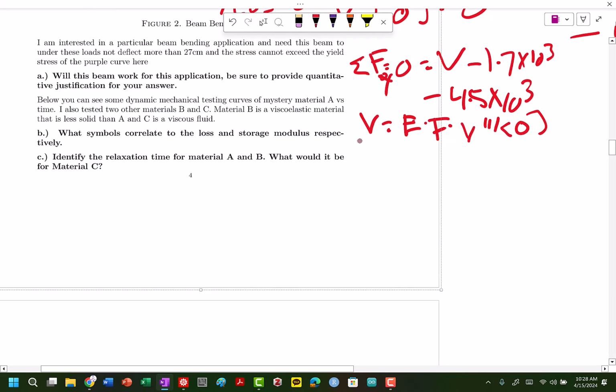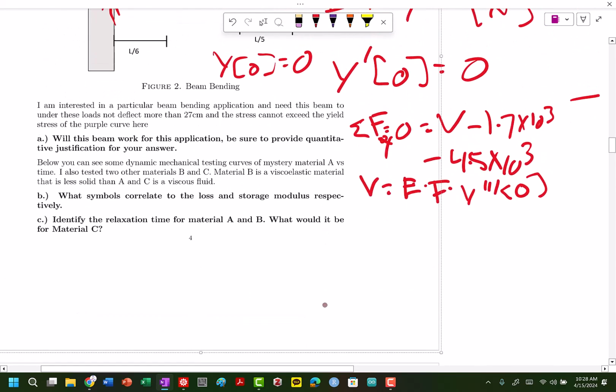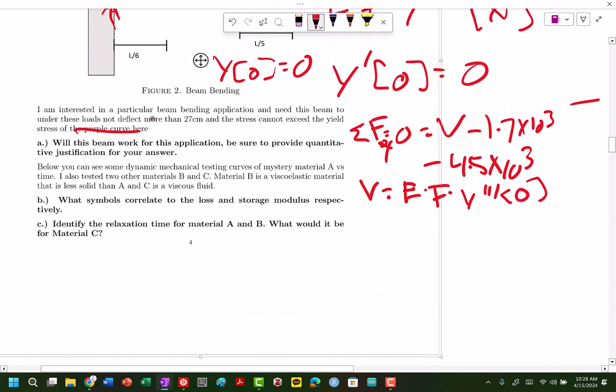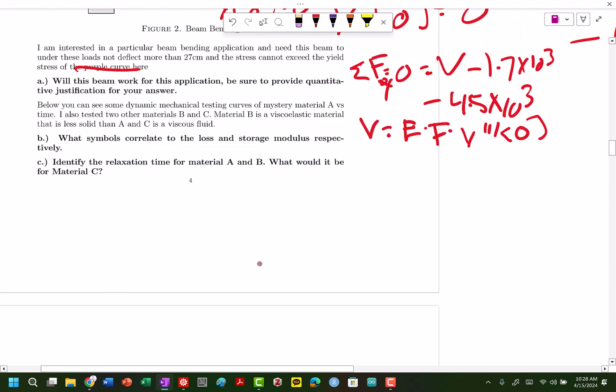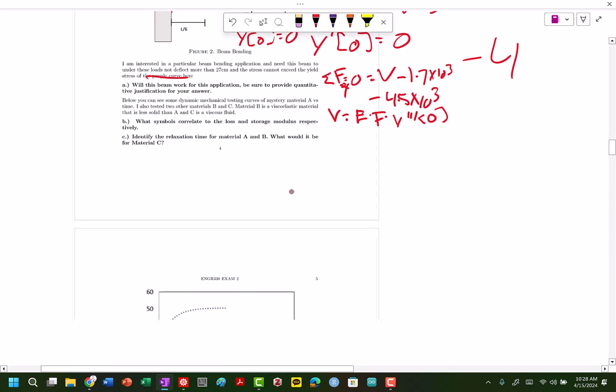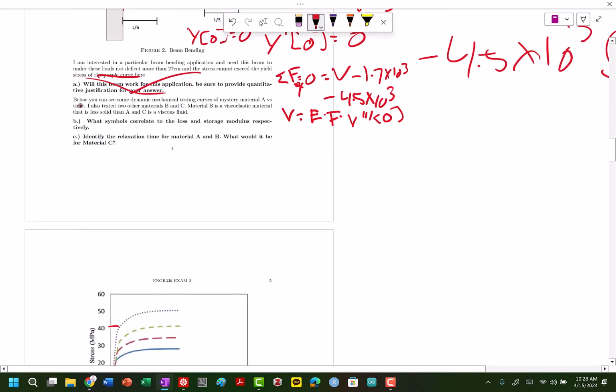So if we look at the green curve, or actually, excuse me, purple curve, yield stress on my purple, it's about, I'd say 40 megapascal. So not going to work. Our stress is much larger. All right, we got it. Really, really nice. Beautiful.